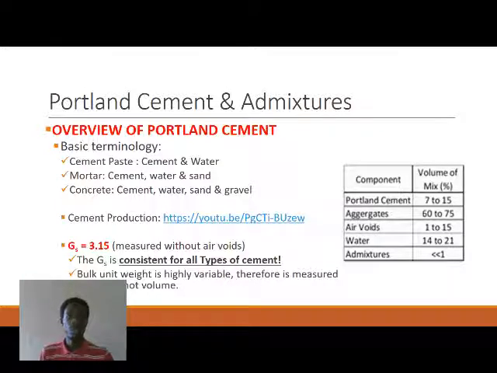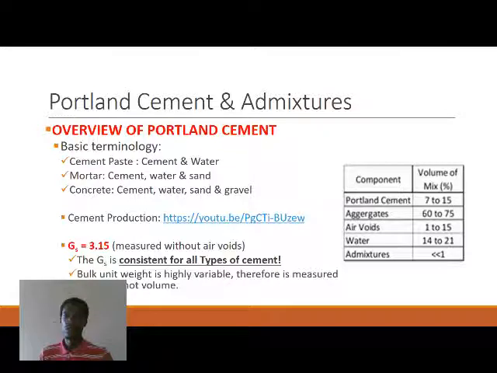Now, a very important thing to note about cement is the fact that the specific gravity is 3.15. It doesn't matter the kind of cement, it's always 3.15. Due to errors maybe here and there in the lab, you get 3.16. I think once or twice I've gotten 3.17, but it's usually 3.15. So it's consistent for all kinds of cement.